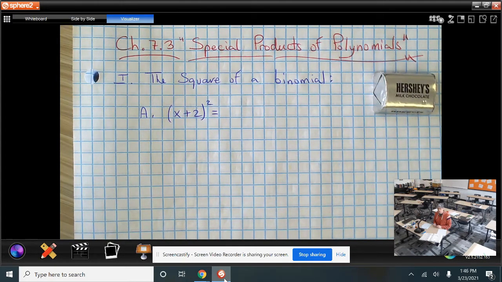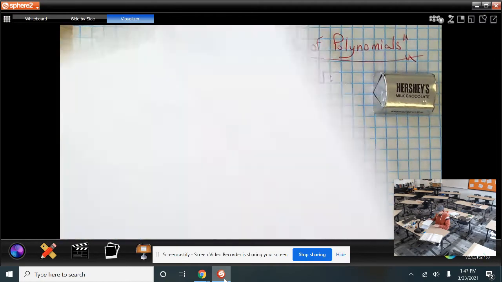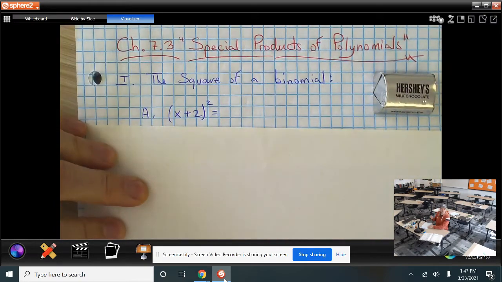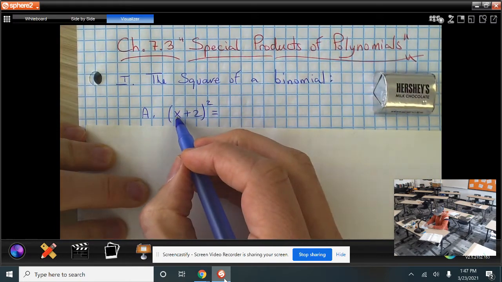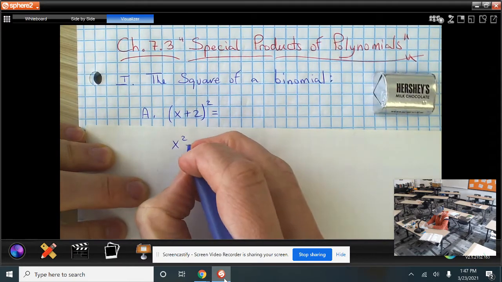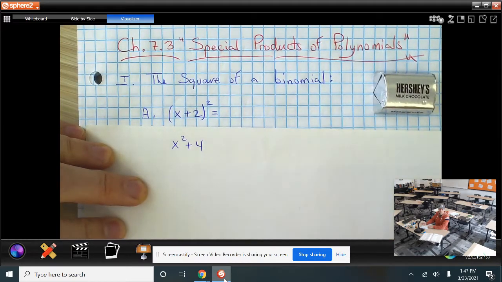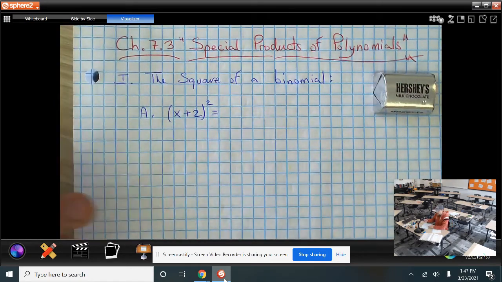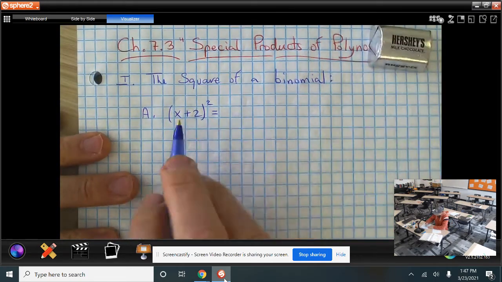There is a correct way of doing this, and there's a very common incorrect way of doing this. So let me show you first of all what the incorrect answer is. Here's what some students do incorrectly. They say, well, I'm squaring the x and I'm squaring the 2, so my answer is going to be x squared plus 4. That is wrong.